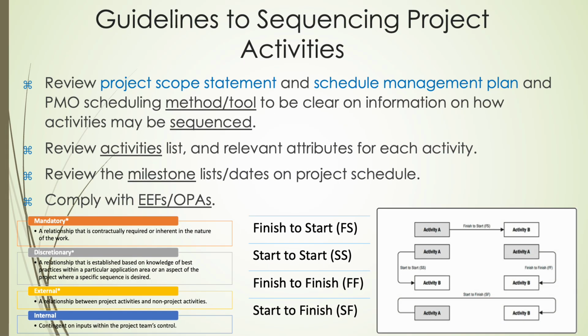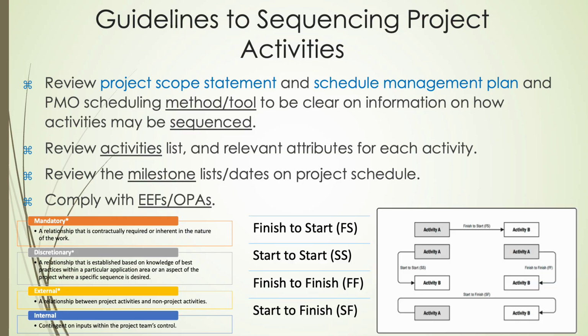To develop an effective project schedule network diagram, it's crucial to first review foundational project documents. The Schedule Management Plan provides guidance on the scheduling method, tools, and sequencing rules. Additionally, reviewing the activity list and attributes ensures a complete understanding of the work to be performed, while the milestone list highlights key dates that must be reflected in the schedule.